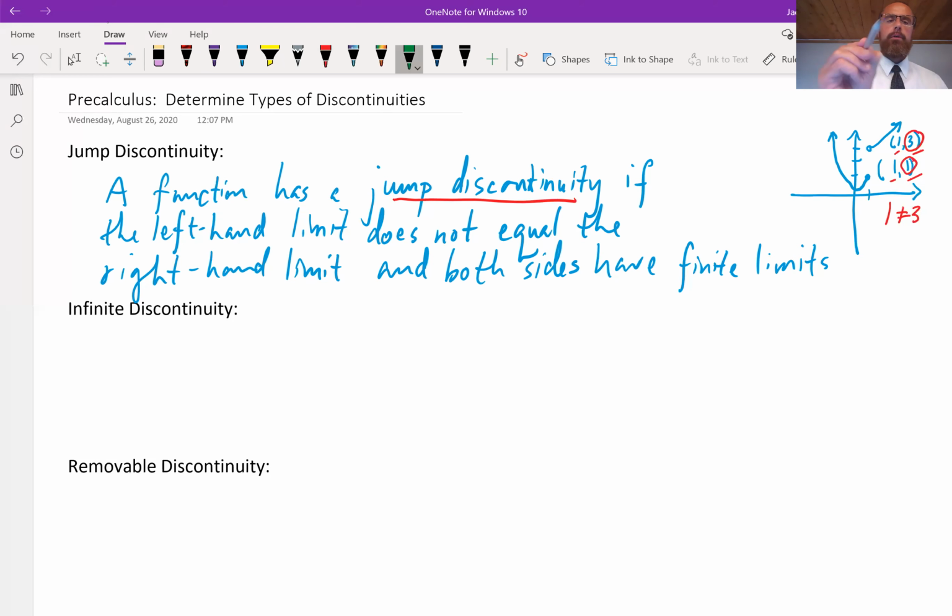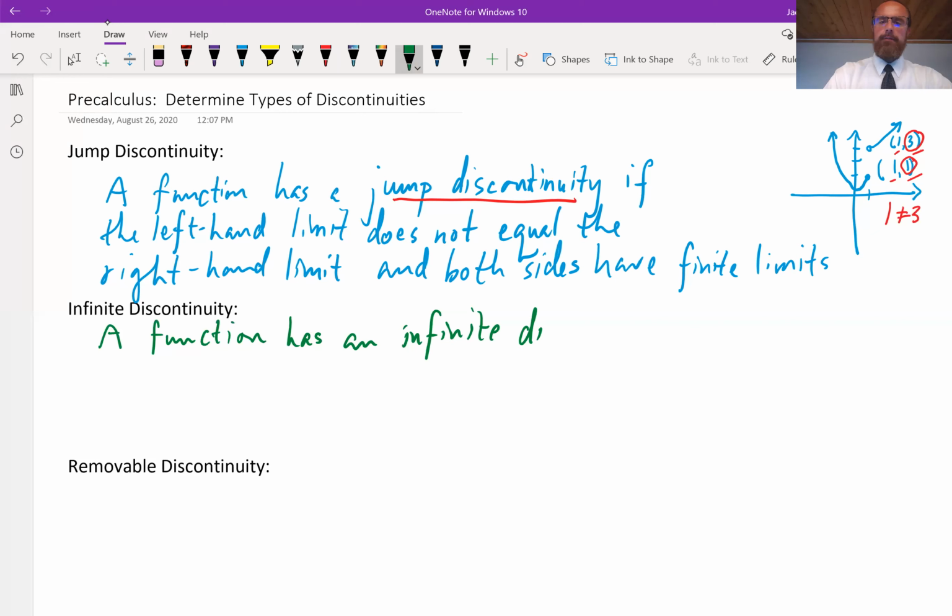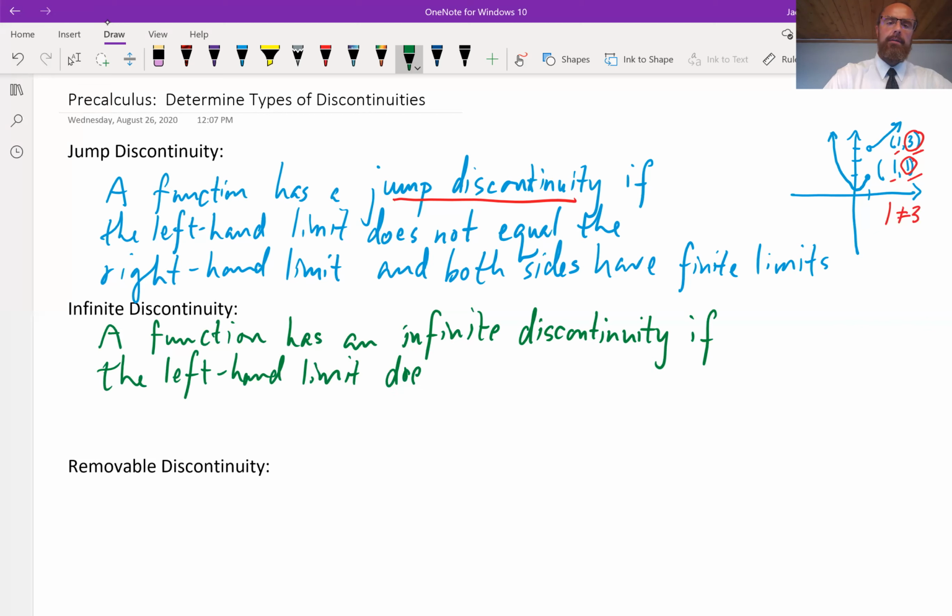Let's define also an infinite discontinuity. So a function has an infinite discontinuity. We'll write this. And see if you can predict what would be different between jump discontinuity and an infinite discontinuity. So a function has an infinite discontinuity if the left-hand limit does not equal the right-hand limit. So all of this is the same. The left-hand limit does not equal the right-hand limit.